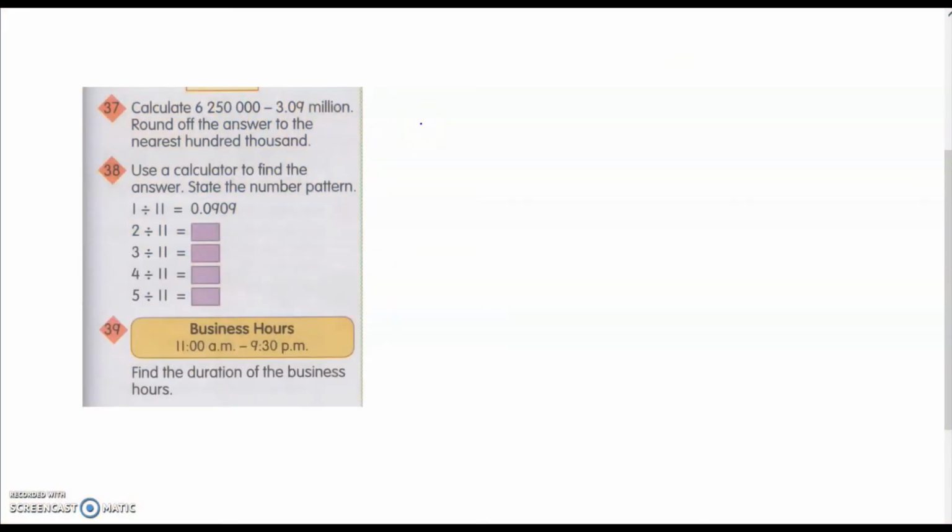Okay, for question 37, calculate 6.25 million minus 3.09 million. Round off the answer to the nearest 100,000. So we have 6.25 million minus 3.09 million. Now, how do you change from 3.09 million to the normal number? So you times a million, right? There are 6 zeros to a million.